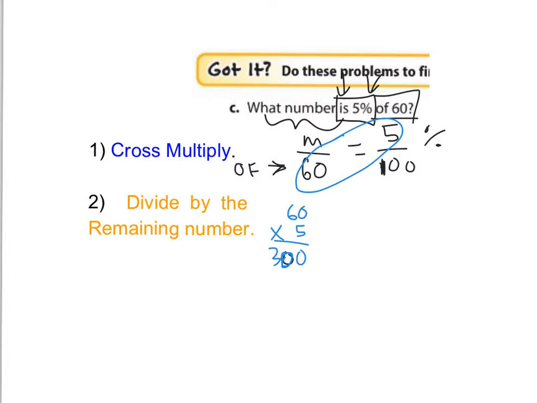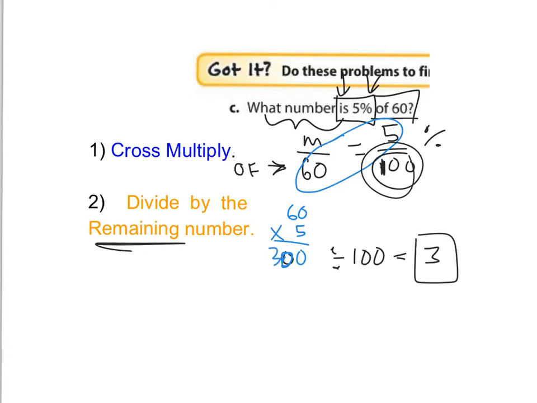Now step 2, you have to divide by the remaining number. And our remaining number is 100. So 300 divided by 100 is equal to 3. And what that's saying is that 5% of 60, it's not a very big number. 3 is only 5% of 60. It's just a small part of it. Okay? All right, let's look at the next one.